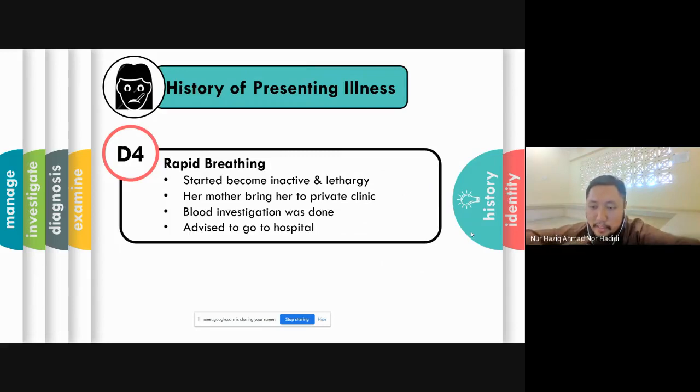Thus, due to that condition, his mother brought him to the private clinic later at night. He was given Panadol again and nebulized one time at the clinic. At this particular clinic, his mother said that the doctor requested a blood investigation for her son, and the blood result showed low blood cell count with high white cell count. In view of this matter, the mother was advised to go to the hospital.